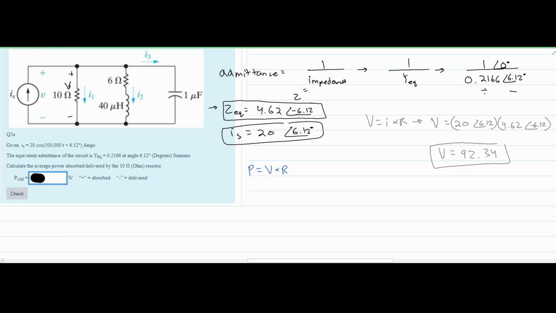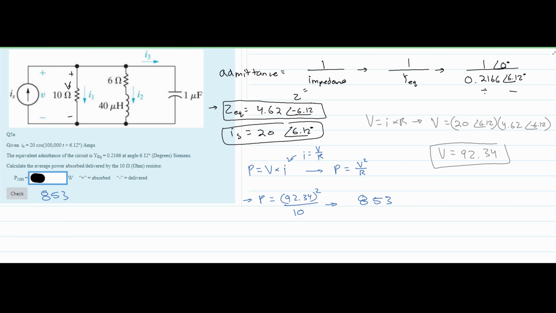Now, to find power, we know that P is equal to voltage times, not resistance, sorry, voltage times current. We don't have a current here. We just have an I1, not very useful. We could solve this with currents, but this is so much simpler. So what we can do is substitute for our I. We know that I, using Ohm's law, is equal to voltage over resistance. So we'll rewrite our power formula as P is equal to V squared divided by resistance. So we can plug our values in. P is equal to 92.34 squared, divided by 10 ohms. And this is going to give us approximately 853.